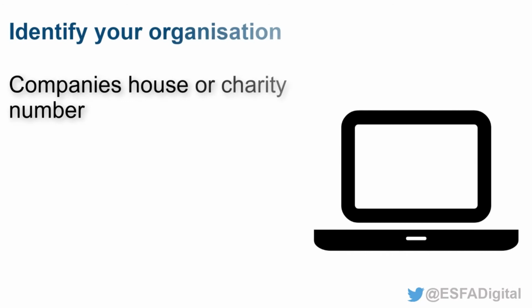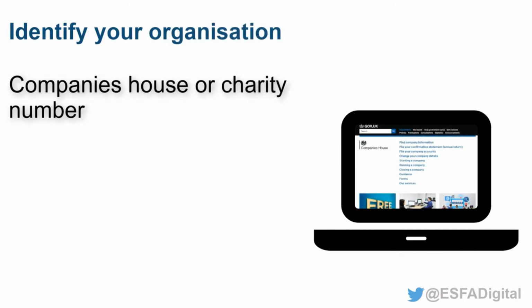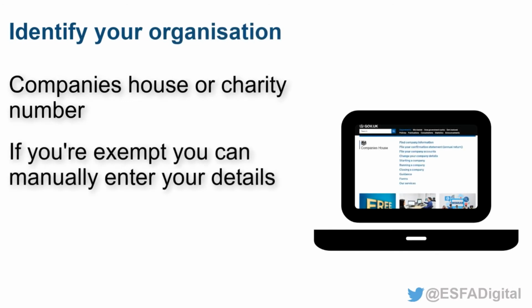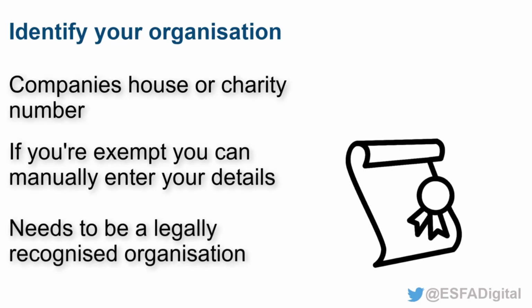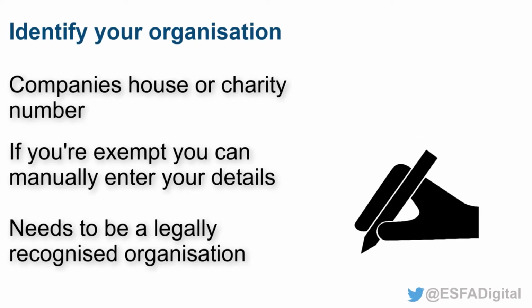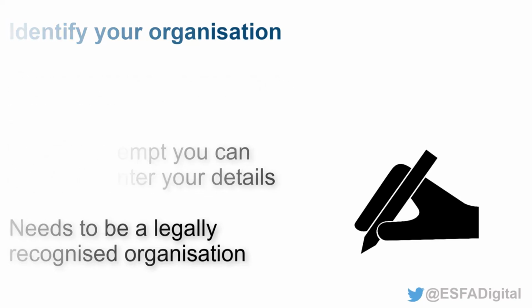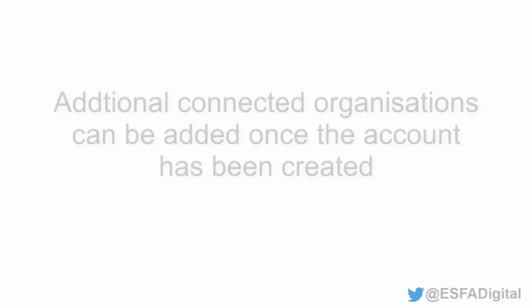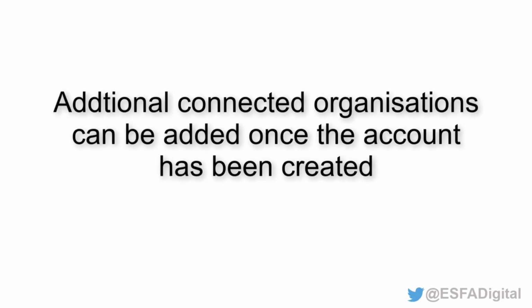To register, you need your company's house or charity number. If your organisation is exempt from having such a number, you will be able to manually input your organisation's details directly onto the service. These details need to be a legally recognised organisation that has the capacity to sign an employer agreement with the Education and Skills Funding Agency once your apprenticeship account has been created. This will be the same details used on the contract for service you will have with your training provider, enabling them to deliver the training for your organisation. You can add additional connected organisations after your account is created.